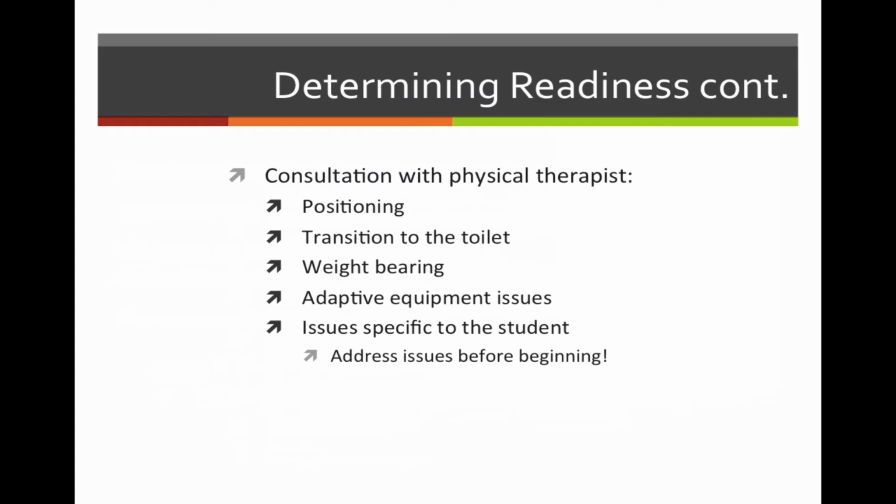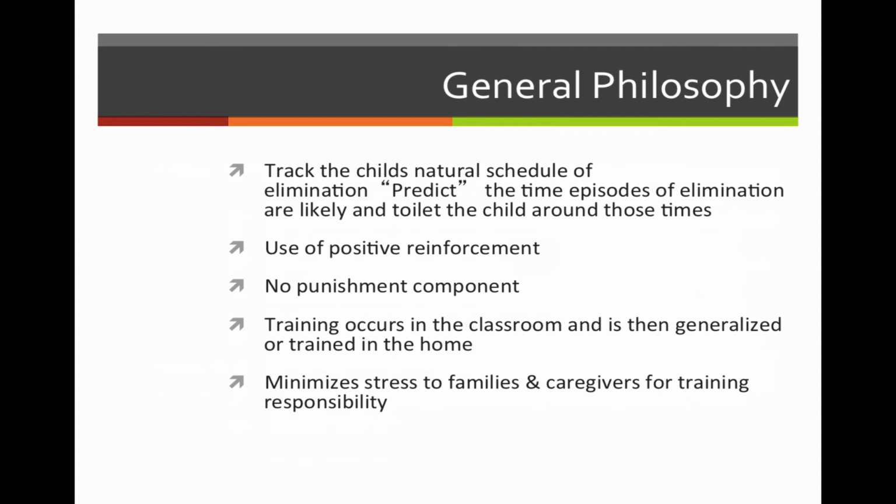So then you see weight bearing. Can a student put weight on their legs to pull up their pants? And if not, again, we can help them. What adaptive equipment issues need consideration? Do we need handlebars for them to hold on to in and around the bathroom? Do we need the little potty seats over the big toilet? Those kinds of things. And then what's specific to the student? We want to address any of these issues before beginning.